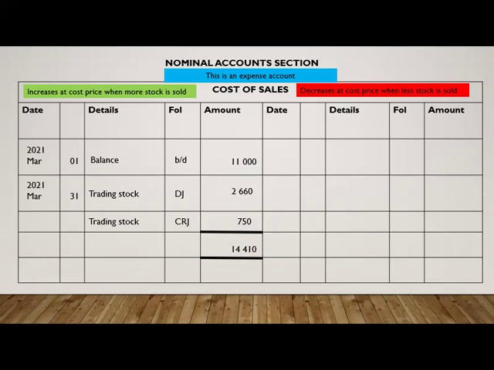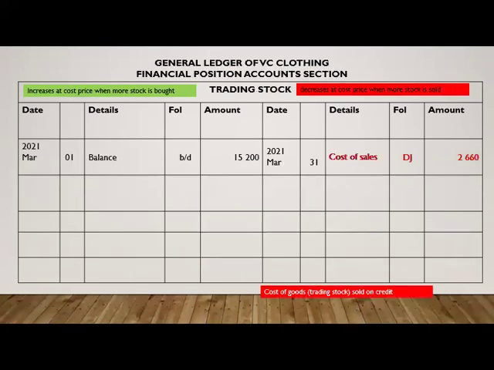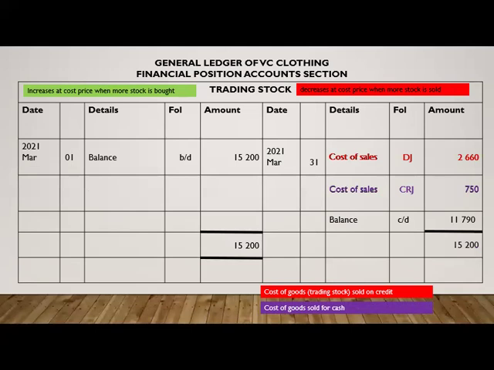Which other account will be affected? What must happen to it? Decrease, right? Now let it decrease. Why? Is the stuff we sold. But here we sold the stuff for cash. And then you can just balance them off. I'm sure by now, guys, you know how to balance off, right? So that balancing figure will be balance brought down.